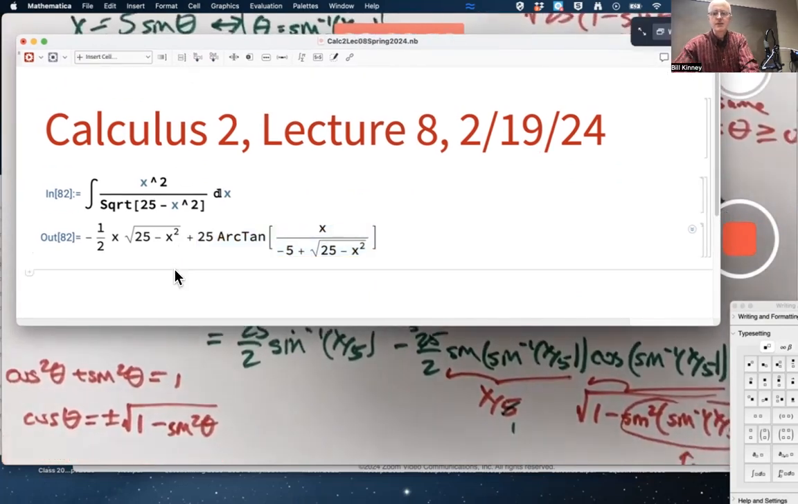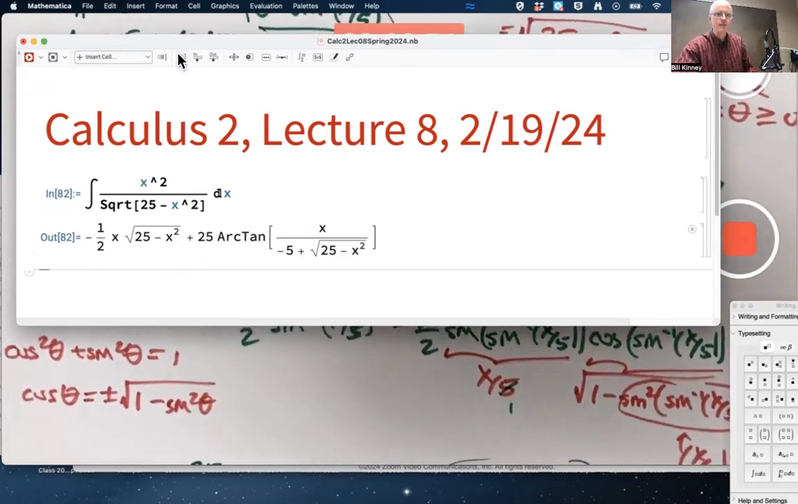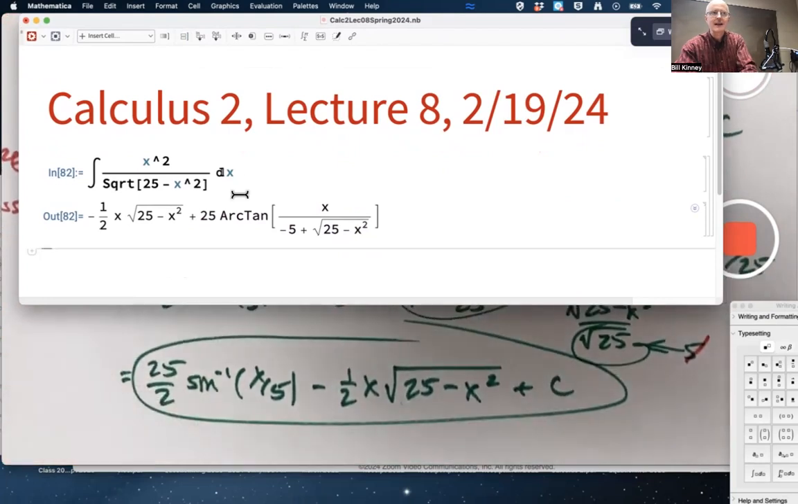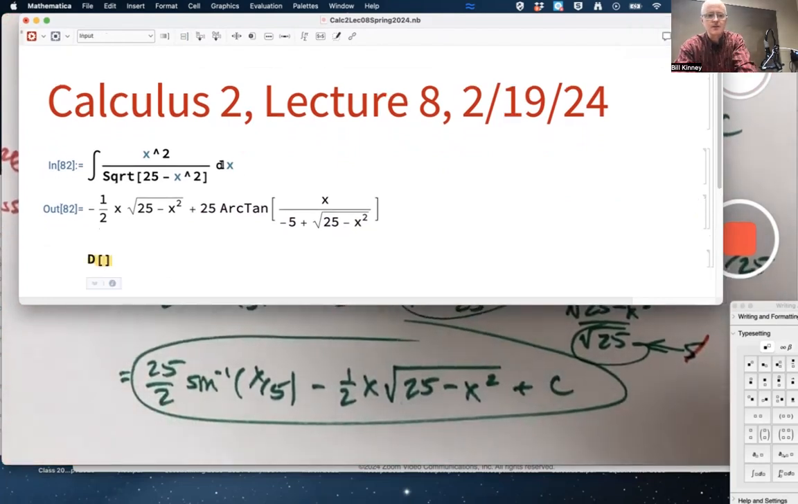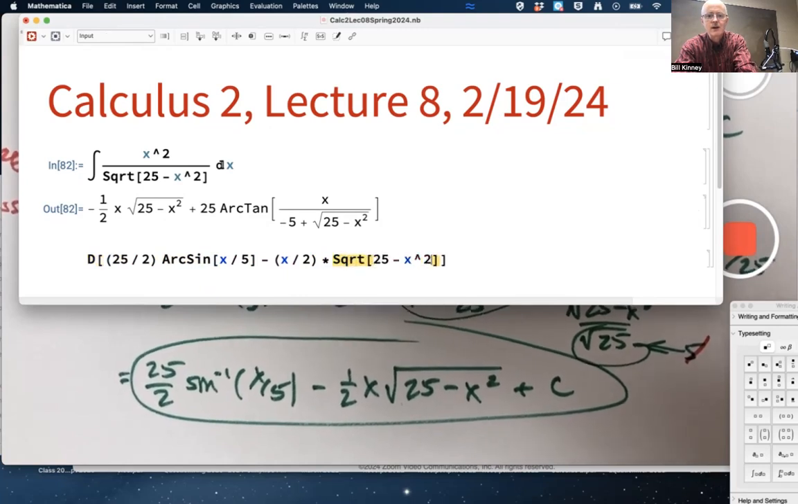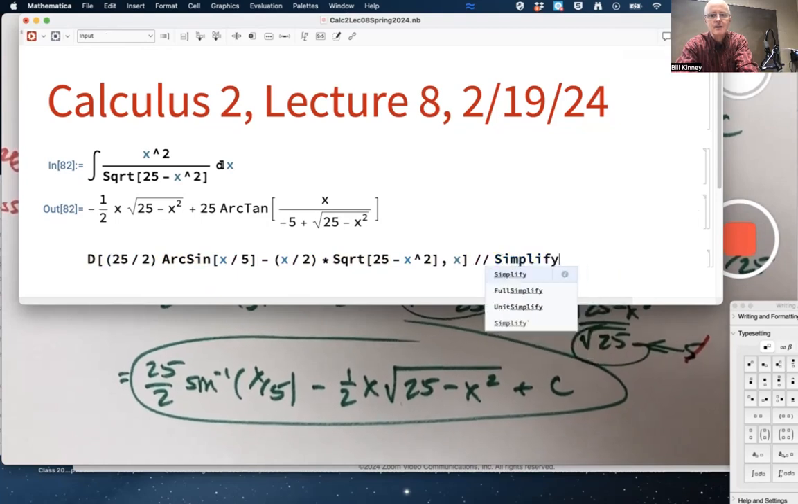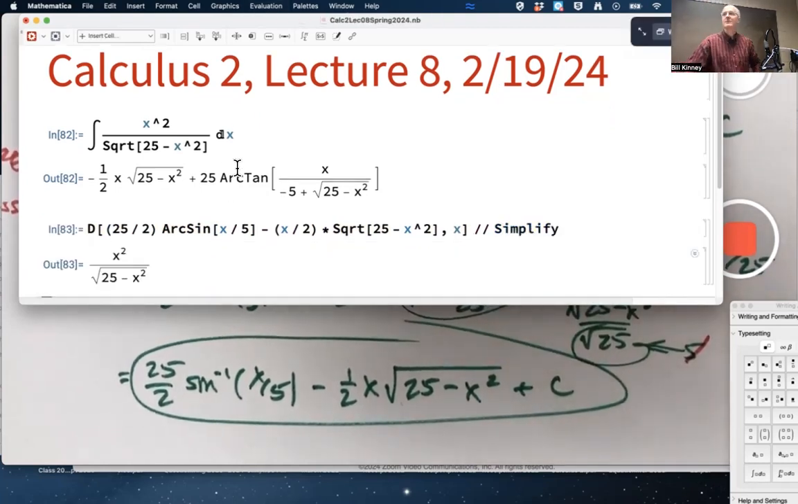If we want to double check with differentiation, we can do that as well. My final simplified answer, take the derivative of 25 halves arc sine x over 5 minus x over 2 times square root of 25 minus x squared with respect to x and simplify. We do get the right answer for the original integrand. So my answer is correct.